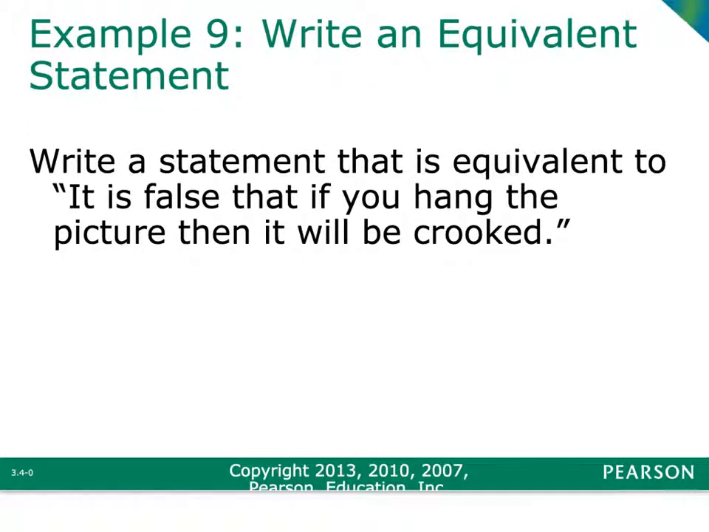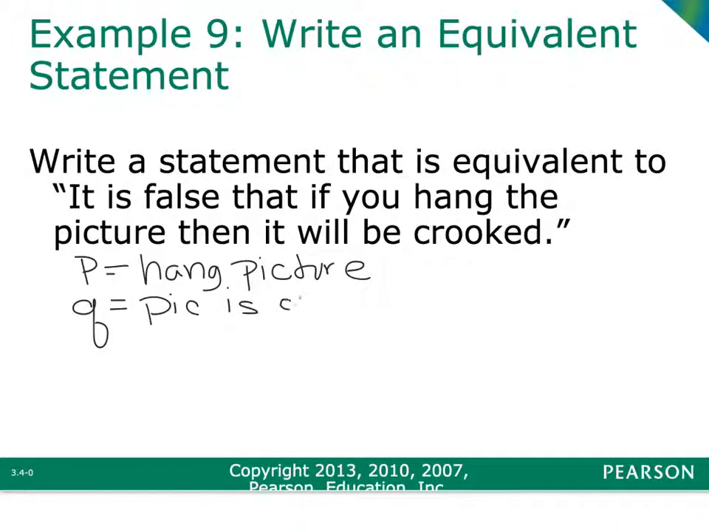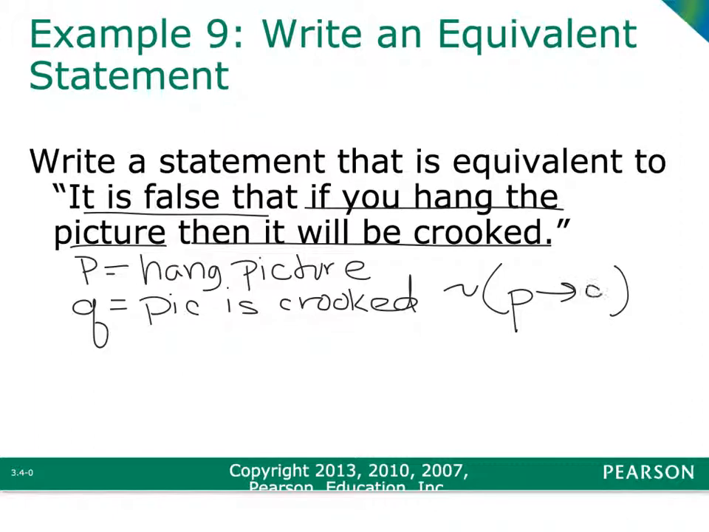Okay, so here is an example of that situation. Write a statement that is equivalent to, it is false, if you hang the picture, then it will be crooked. Okay, so first let's translate. Let P be hang the picture, and let Q be that it's crooked. Now let's translate the original statement. It is false that, so negation, parenthesis, if you hang the picture, if P, then it will be crooked, then Q.